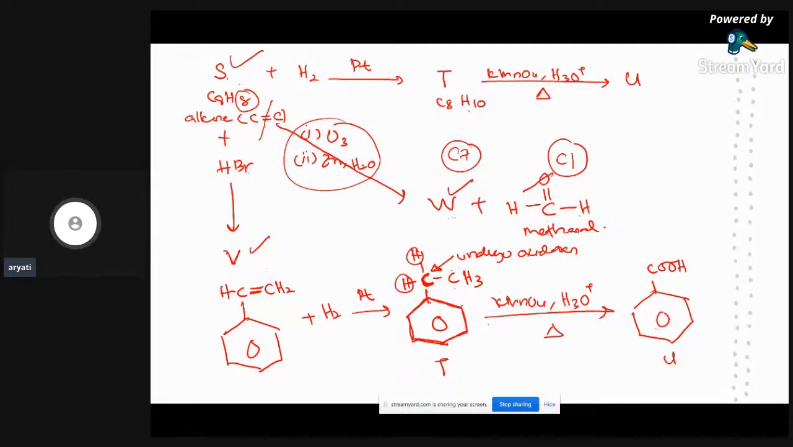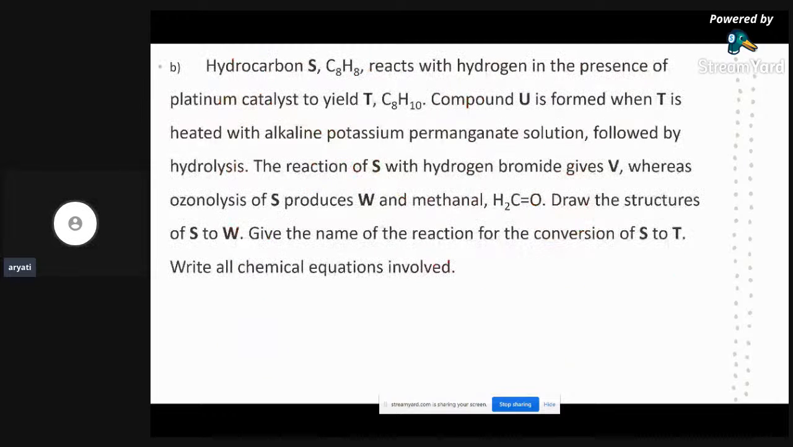Kita tahu alkena react dengan HBr jadi V, alkena react dengan hydrogen platinum jadi T. T ialah alkyl benzene undergo oxidation. Carbon yang terikat dengan benzene ni ada at least one hydrogen, dalam kes ni ada 2, so dia boleh undergo oxidation. Okay, so the next question is draw all the structure of S to W is done.